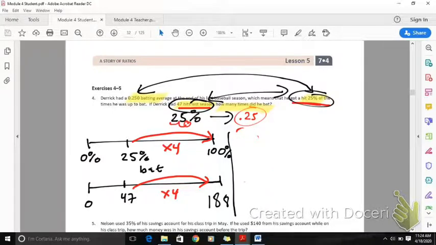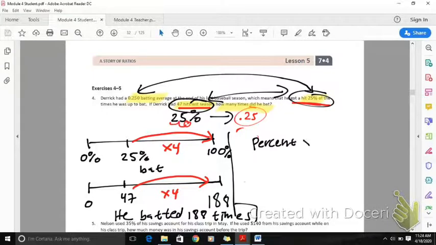So the question was, how many times did he bat? He batted 188 times. Alright, real quick, just using the formula, percent times whole equals part.